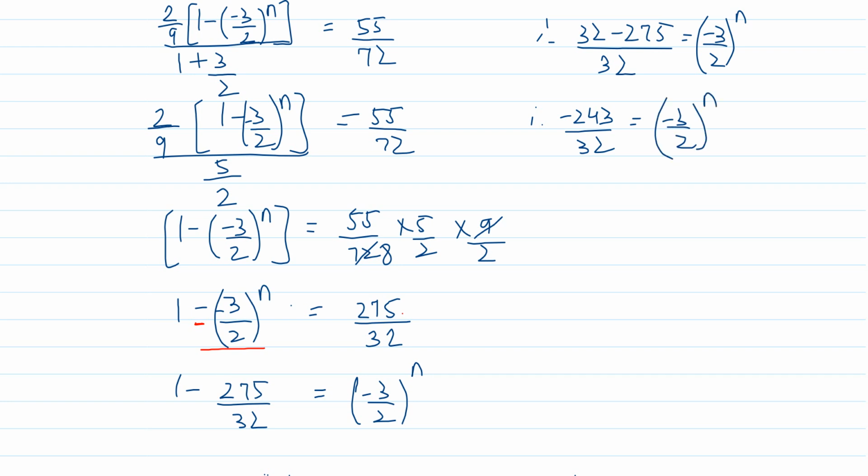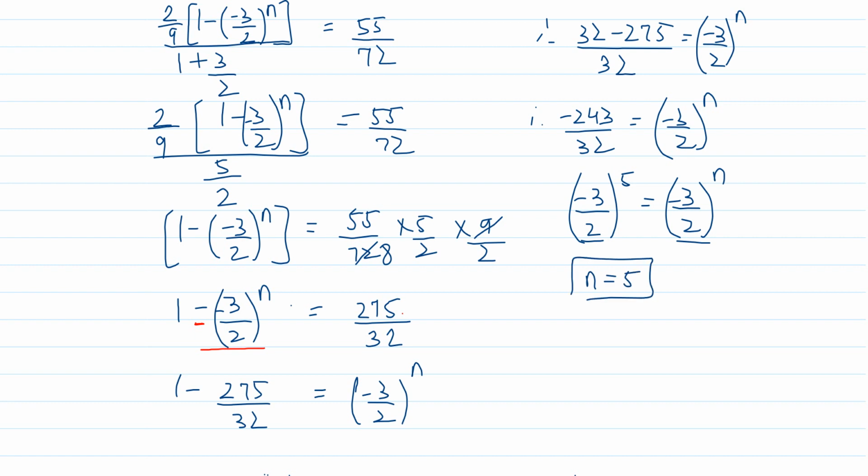And this 243 is nothing but 3 raised to 5. Okay, so this is minus 3 upon 2 the whole raised to 5, which will be equal to minus 3 upon 2 the whole raised to n. So 243 when you factorize is nothing but 3 raised to 5. But since we have minus 243, we'll be writing minus 3 raised to 5. Okay, so your bases are equal. So can I write that n is equal to 5? So the required number of terms is n equal to 5.